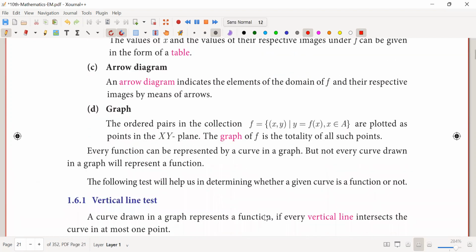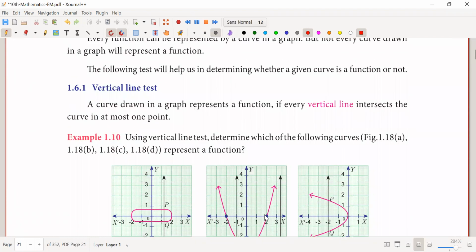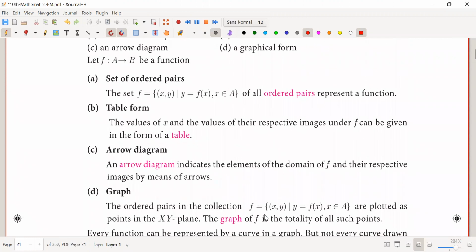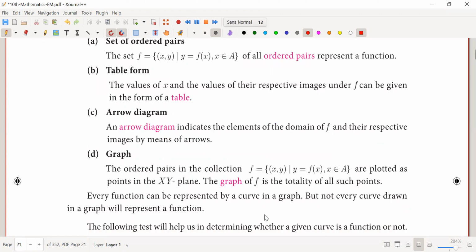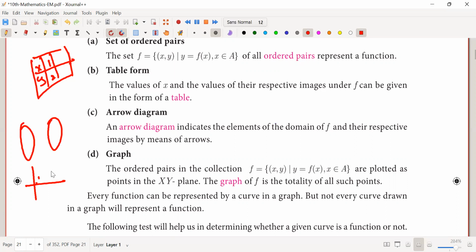One, set of ordered pairs. Then the second one would be table form, tabular column, X value, Y value. Then arrow diagram, which we already did, and graph, which we already did. Set of ordered pairs is roster form. Table is like this: X, Y. If X equals 1, Y equals 2. Arrow diagram, we already did. Graph, we already did.